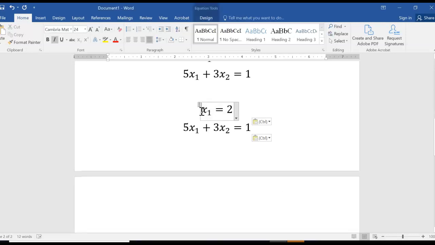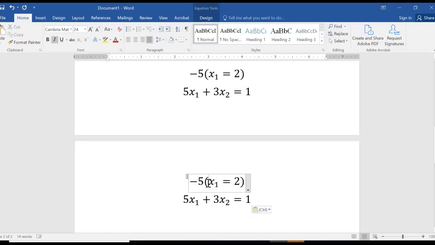So first off, I want to eliminate the x1 from down here. So what I would do is take -5 times both sides of this equation. Sometimes I shorthand it by just taking -5 times the entire equation. And that means -5 times x1, -5 times 2. That's going to yield -5 times x1 is equal to -10.